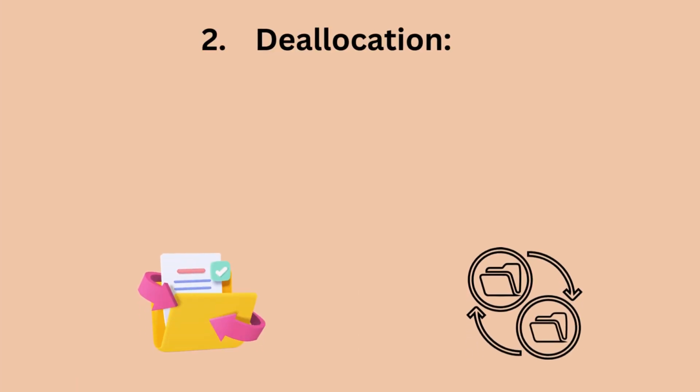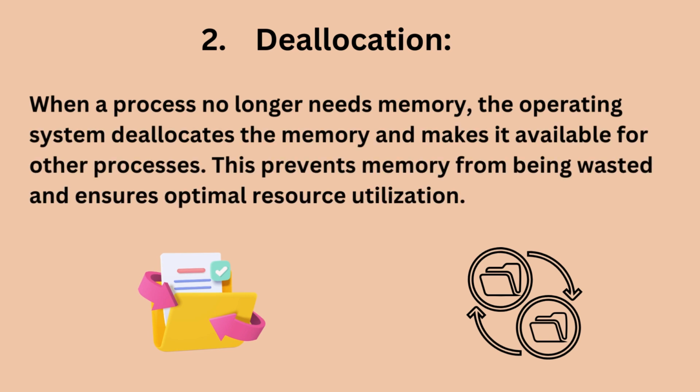2. Deallocation. When a process no longer needs memory, the operating system deallocates the memory and makes it available for other processes. This prevents memory from being wasted and ensures optimal resource utilization.